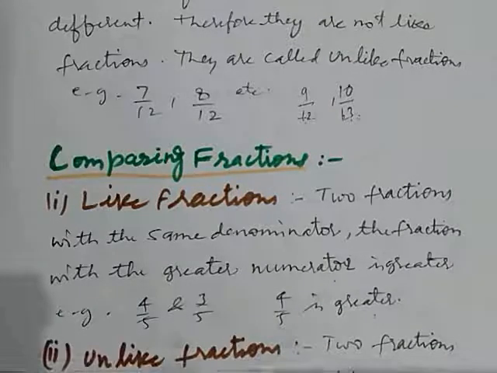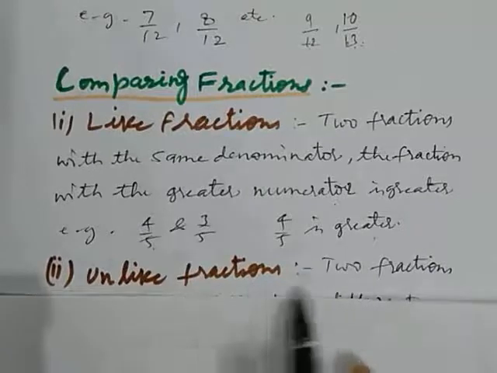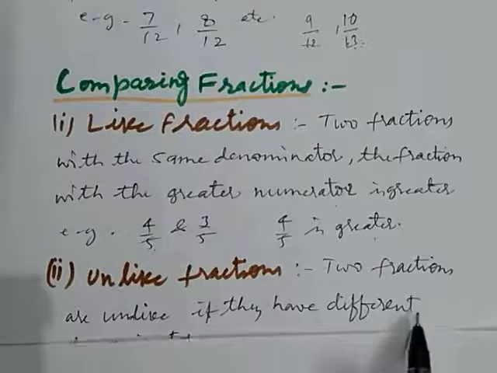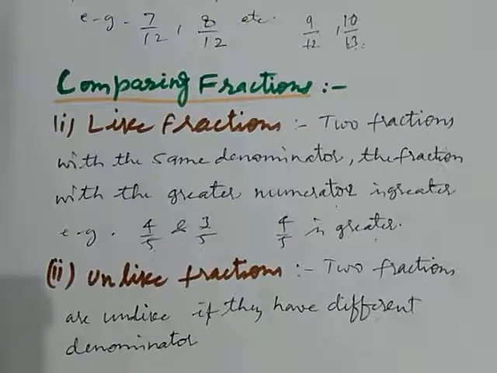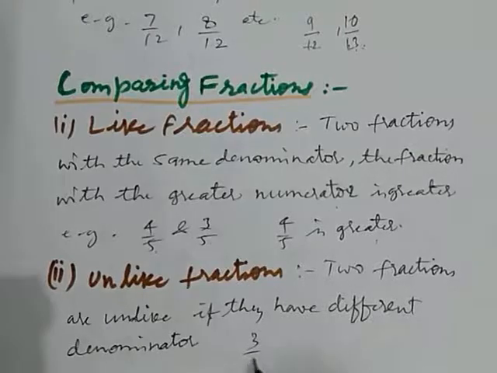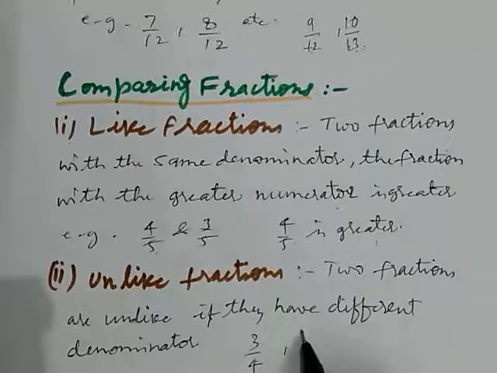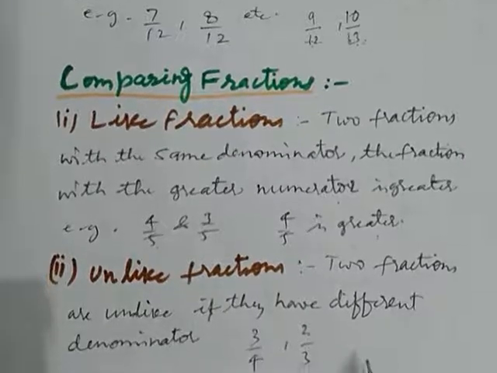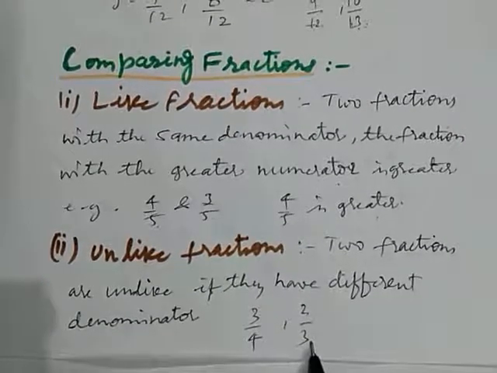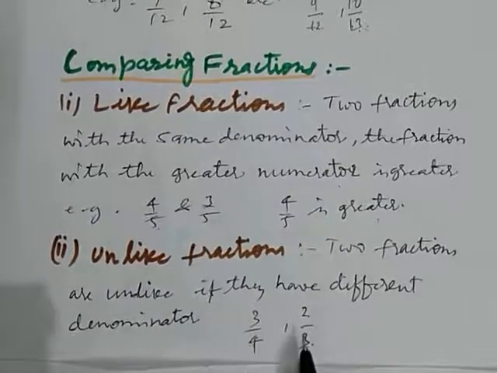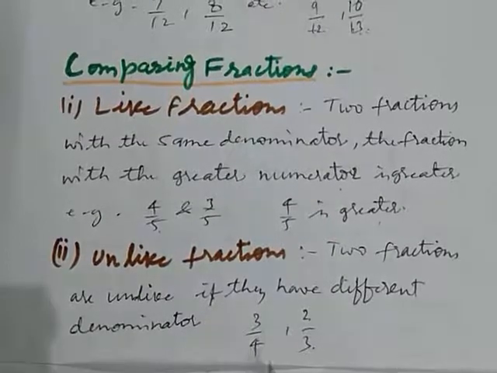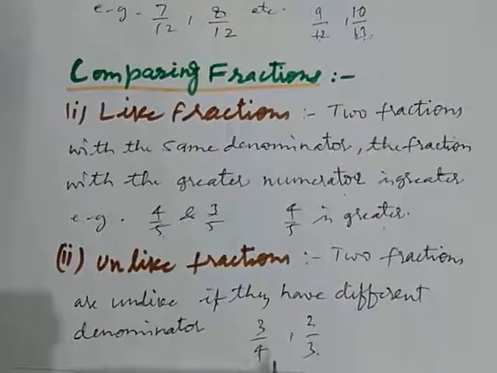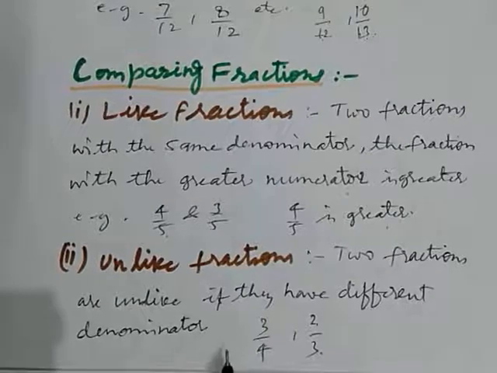Okay? Now we take unlike fractions. Two fractions are unlike if they have different denominators. Okay? Like 3 by 4 and 2 by 3. These have different denominators. Okay, so these are unlike fractions. So in this type of case, how can we compare fractions when the fractions are unlike? Now we learn.